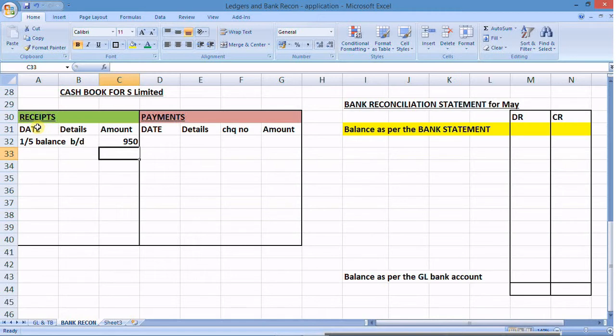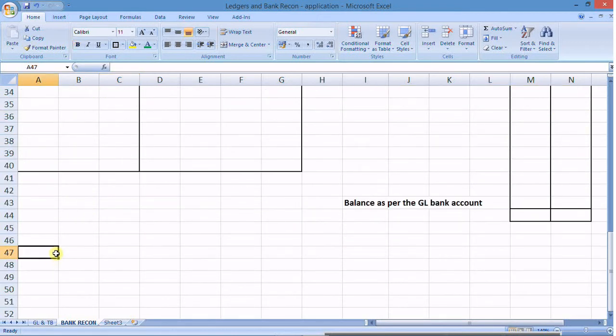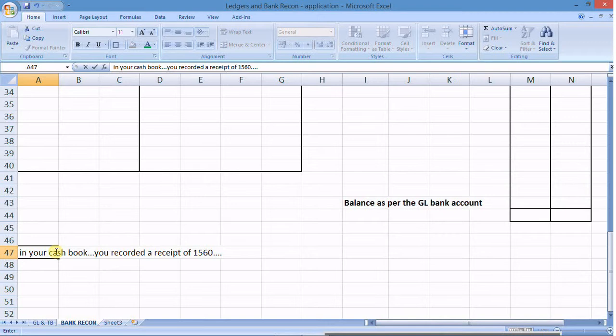Next. 156. Is that here? No, I don't see that. Circle it. Okay, so now we've found something. Let's put a note here. In your cash book, you recorded a receipt of 1560. Has the bank? No, it's not in the bank. Oh, hold on, it is there. 1560, yes, it is there.